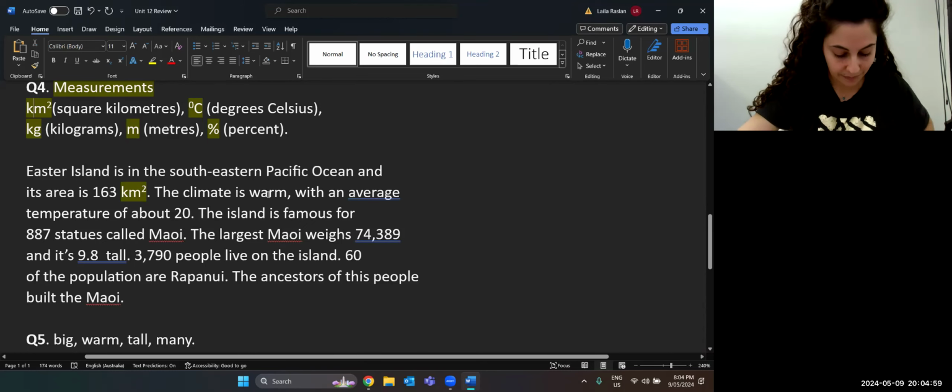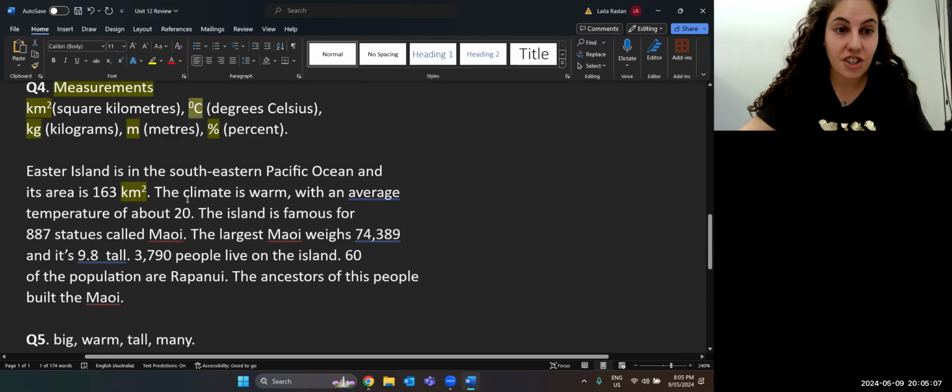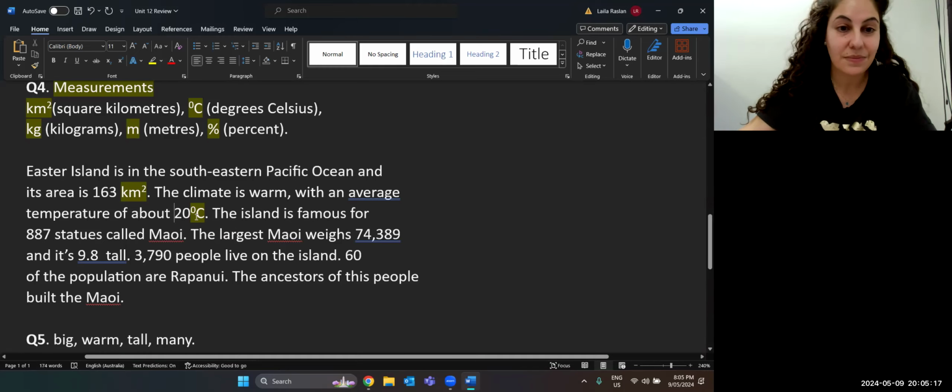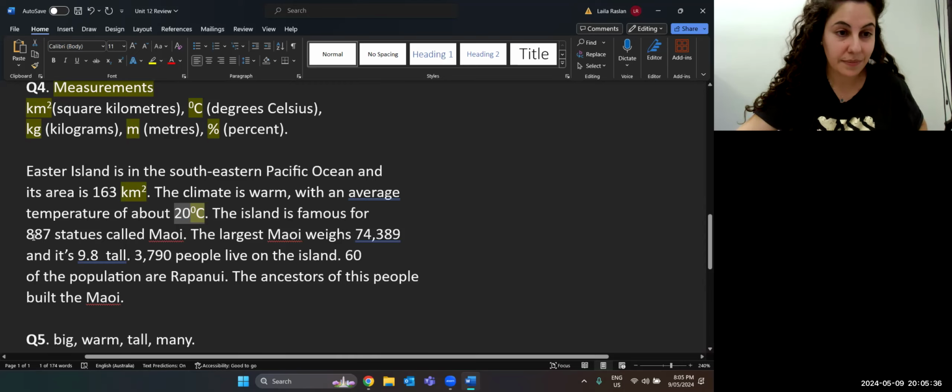The climate is warm with an average temperature of about 20 degrees Celsius. So we say the number first, 20, and then you say the word degrees, which is like this symbol, Celsius. So 20 degrees Celsius.